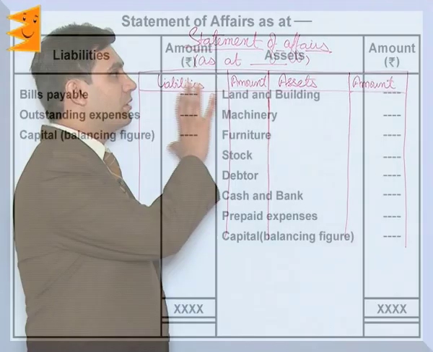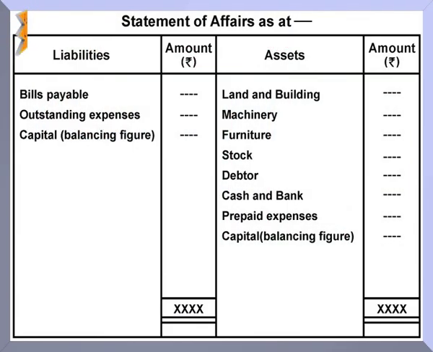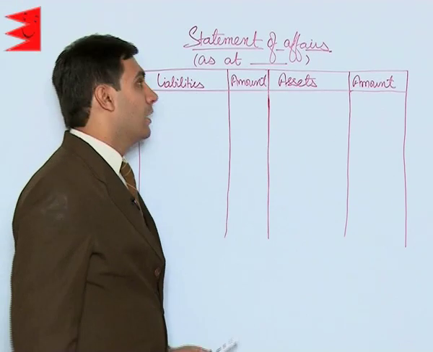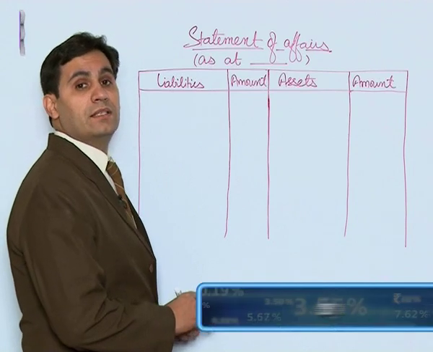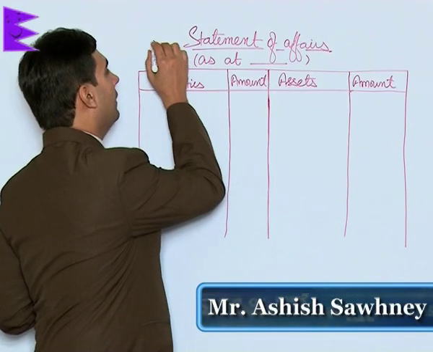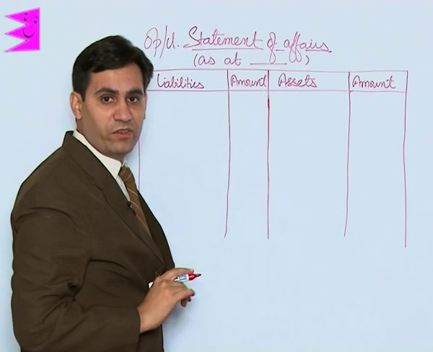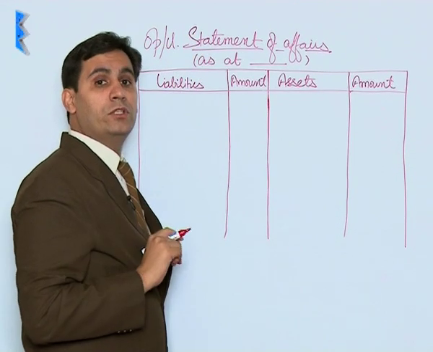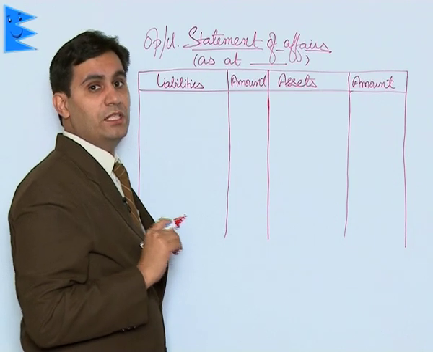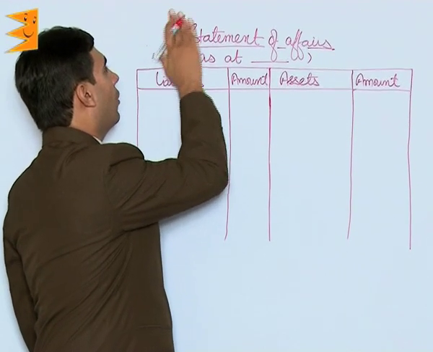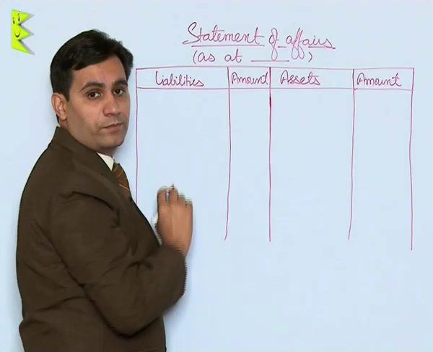Now this is how the statement of affairs skeleton format looks like. It is assets here, liabilities here, and amount on both the sides. Now students, if it is opening statement of affairs, you can write opening here, and if it is closing, then you can write closing statement of affairs, and accordingly you will use either the opening figures or the closing figures, that is figures in the beginning of the year or the figures at the end of the year.